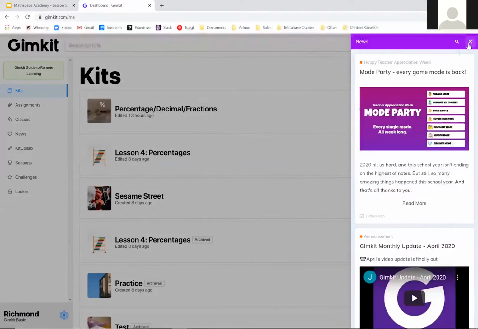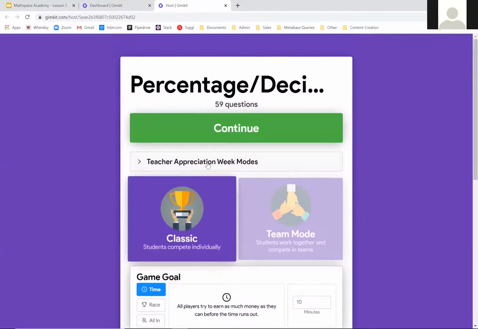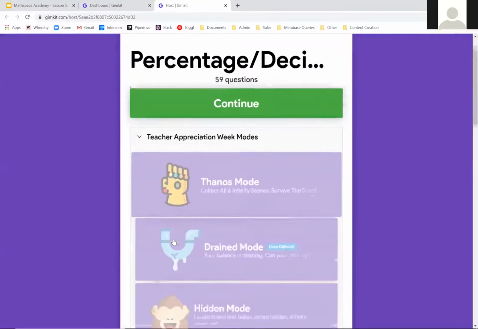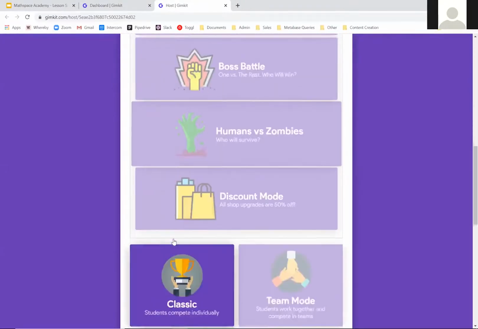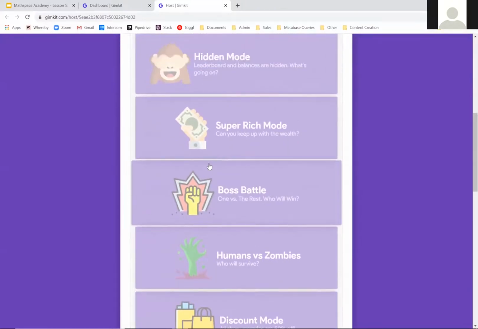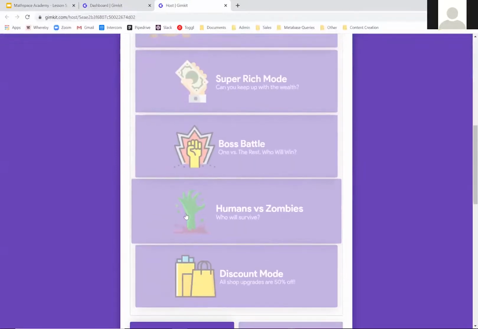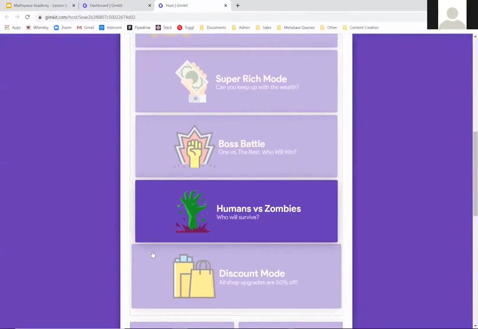All right. Now, very recently, Gymkit, the company or this thing, actually added a whole pile of different modes. Last week we said we wanted to try humans versus zombies. There is one called boss battle, and I want to be the boss and crush you all. But let's do humans versus zombies first.